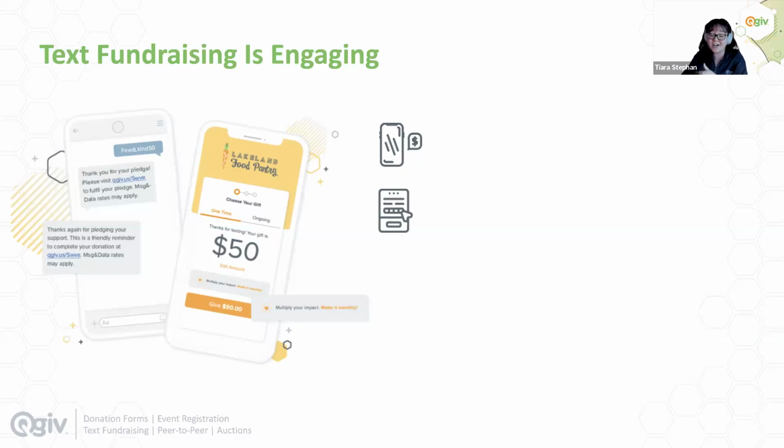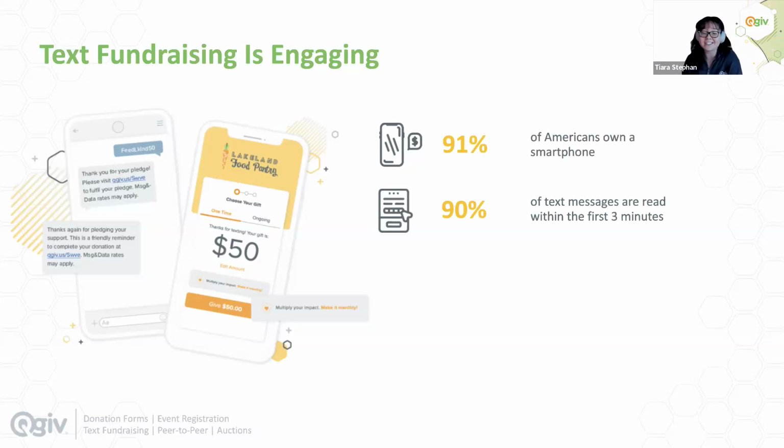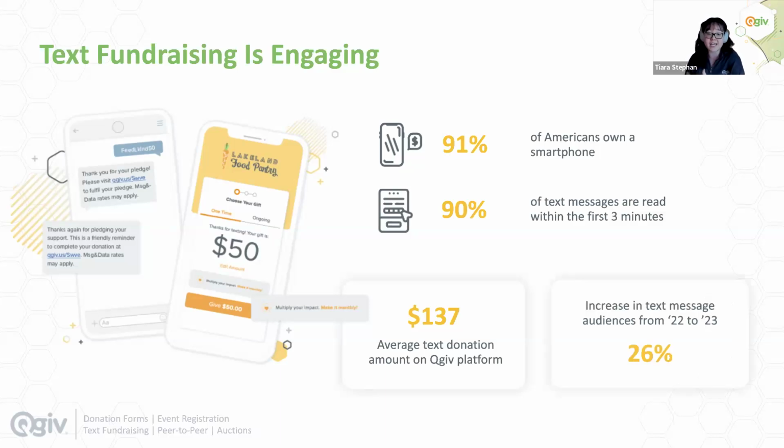So some statistics here: 91% of donors own a smartphone. They're just the most popular device. And donors look at their phones around 80 times a day. So when you send a text message to them, 90% of the time, donors will read your message within the first 3 minutes of it being sent. That's a really, really high open rate. So on average, we also see that $137 is given through the average text donation on the QGive platform. And over the last year, text fundraising audiences have also grown about 26%. We consistently see these high growth rates in text fundraising as a marketing channel for nonprofit organizations.